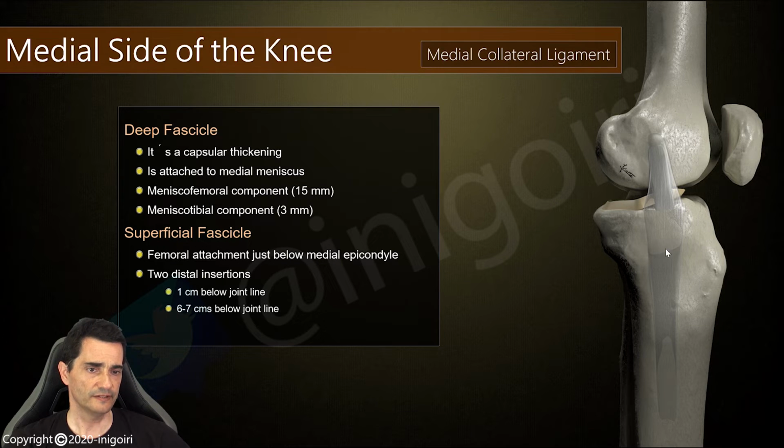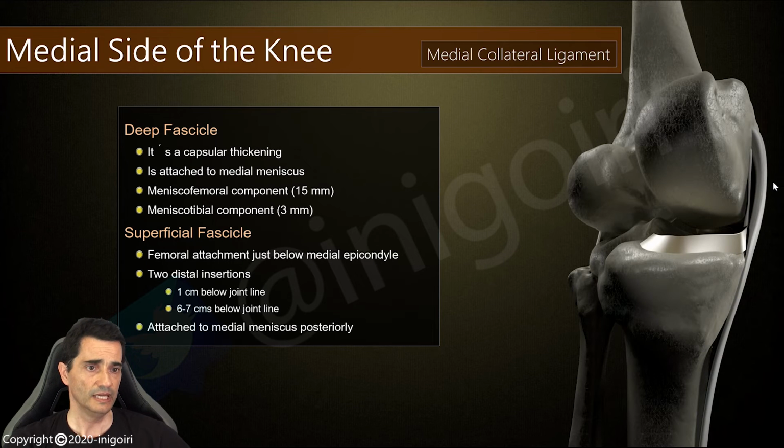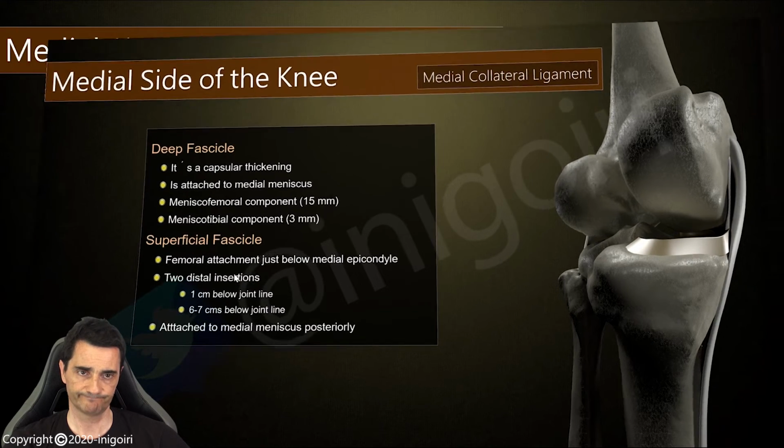In this area, there is an area where the medial collateral ligament is not inserted, and as we are going to see, some structures are going underneath this medial collateral ligament at this area here. It has also an attachment to the medial meniscus on its posterior area.